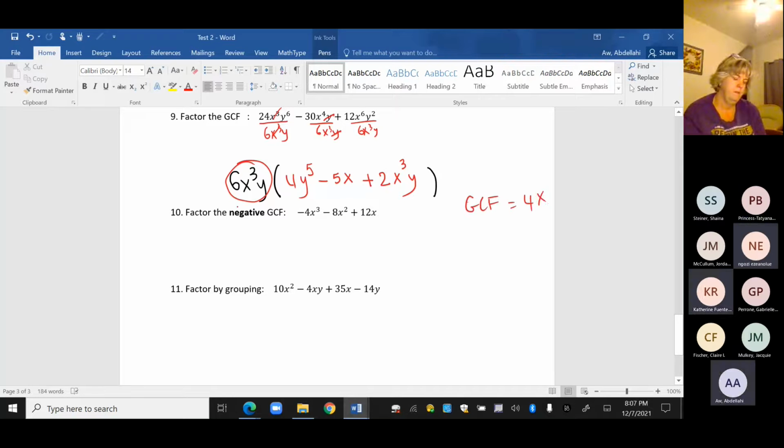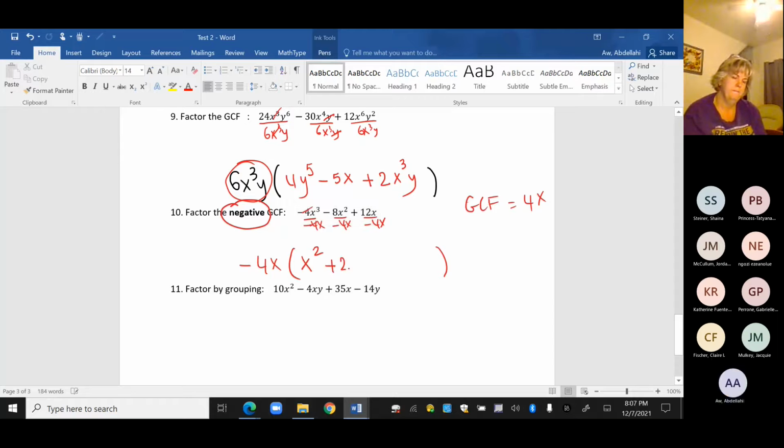But I was asked to factor the negative GCF. So will I factor 4x or negative 4x? Negative 4x. I put negative 4x like this. I go ahead and divide by negative 4x each term. Now I have to watch out for the signs. Negative divided by negative is positive. So the 4 cancels out. X cubed divided by x is x squared. Negative 8 divided by negative 4 is positive 2x. And negative 12 divided by negative 4 is negative 3.